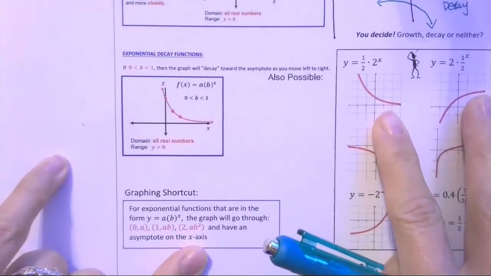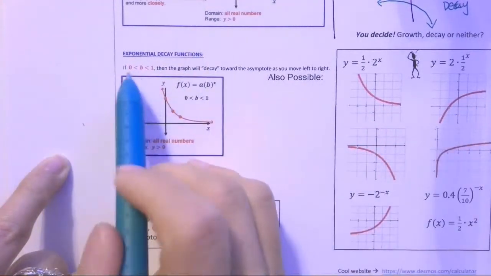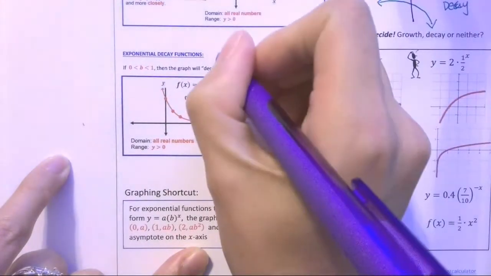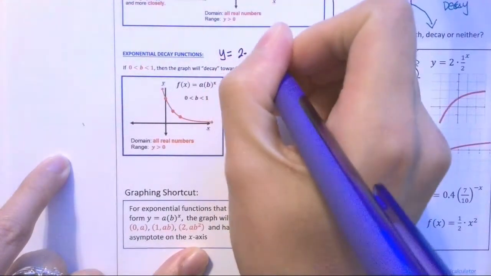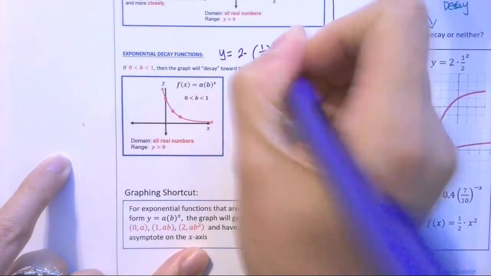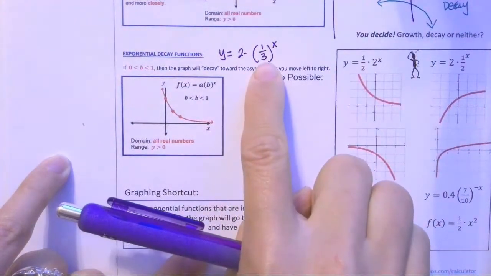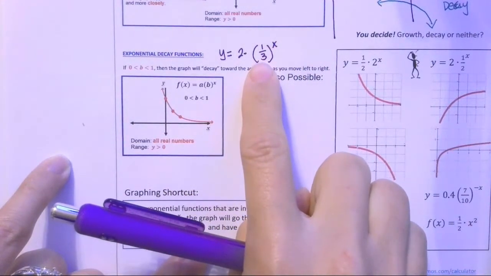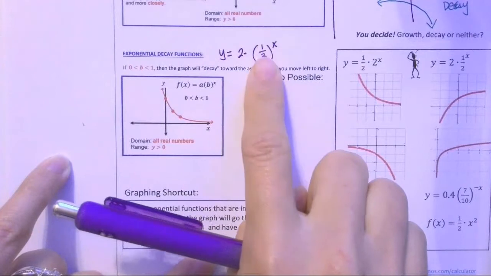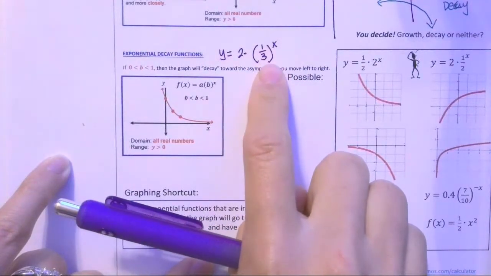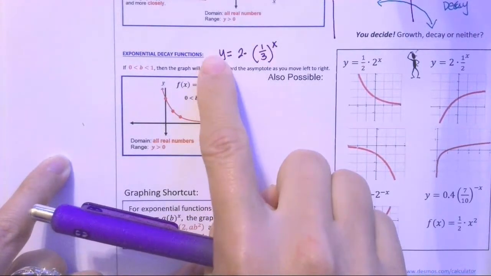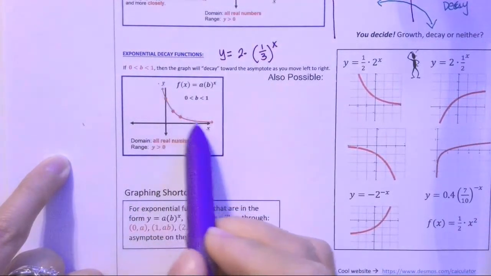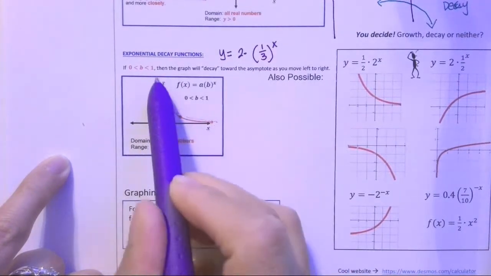All right, now let's look at when your base is between 0 and 1. Let me give you an example. y is equal to 2 times 1/3 to the x power. I'm just making it up. So your base is between 0 and 1. As x gets bigger, what's going to happen if you multiply 1/3 and 1/3 and 1/3 and more? Do you notice that your y value is going to get smaller, smaller, smaller? That looks like this.